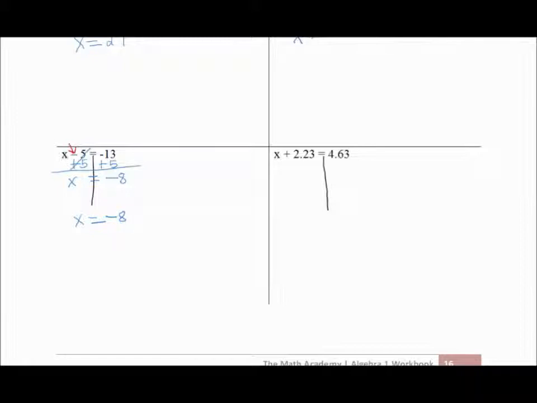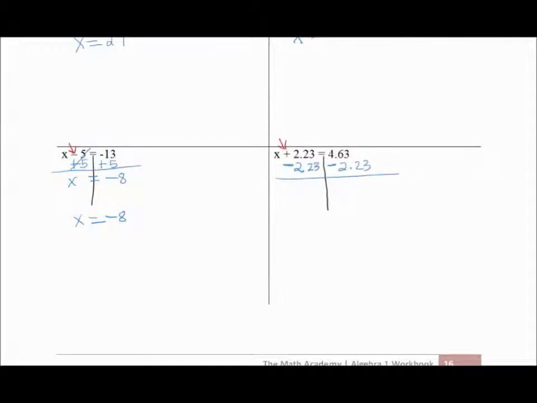Then I focus on this plus 2.23, and I know I have to do the opposite. The inverse of plus is going to be to subtract 2.23. I'll do that to both sides of my equation.